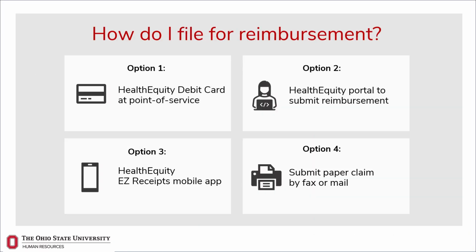You have multiple options for filing healthcare FSA claims. You may use the Health Equity Healthcare Card to pay for eligible healthcare expenses, deducting funds directly from your healthcare FSA account. Claims can be filed online through Workday using the Health Equity Healthcare portal, through the Easy Receipts mobile app, or by submitting the Health Equity WageWorks reimbursement claim form via fax or mail.